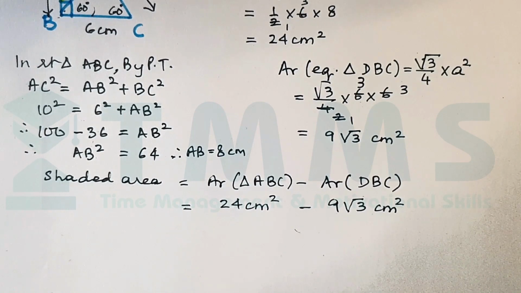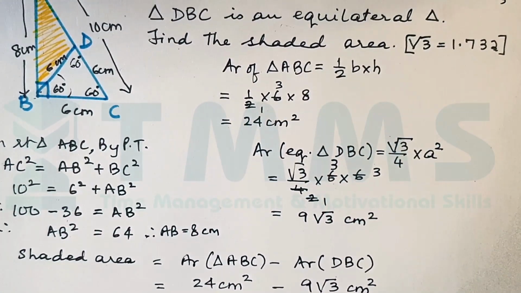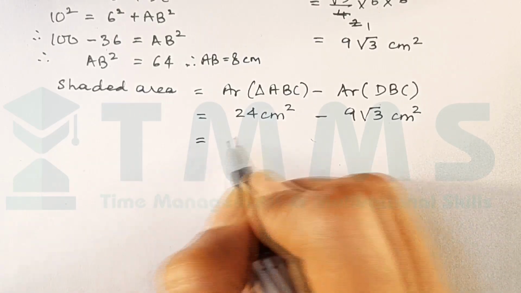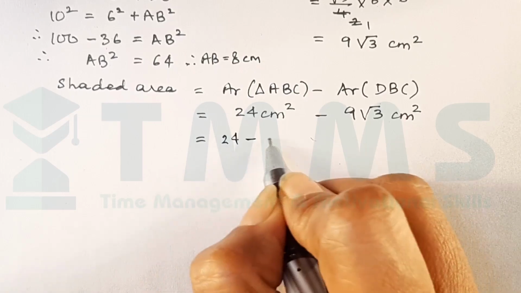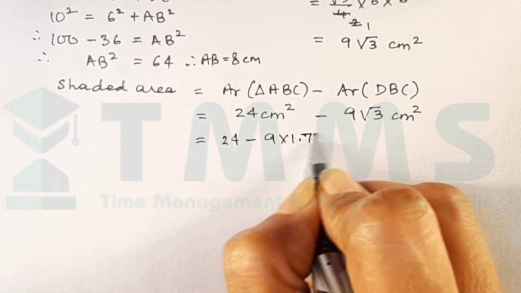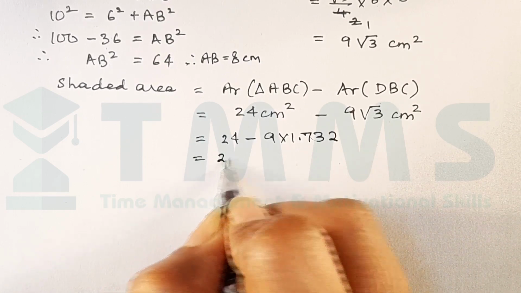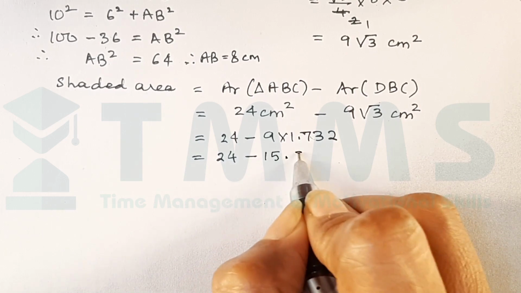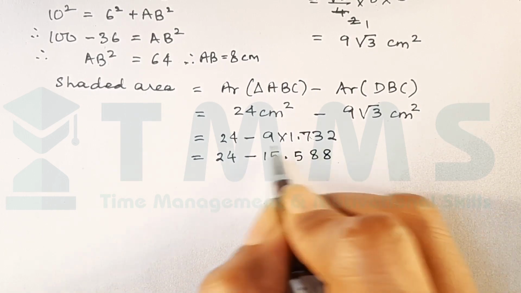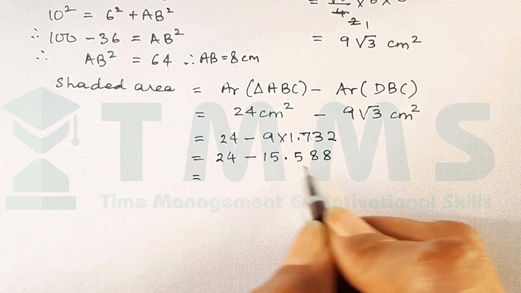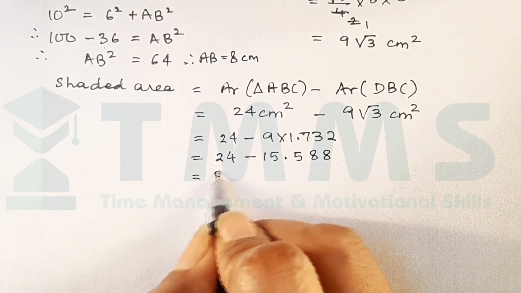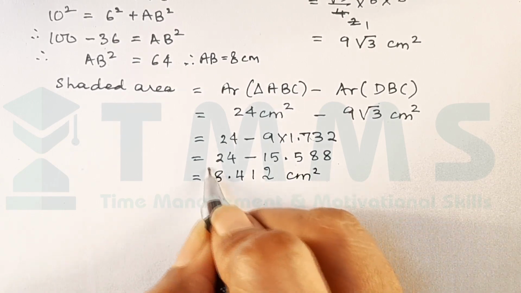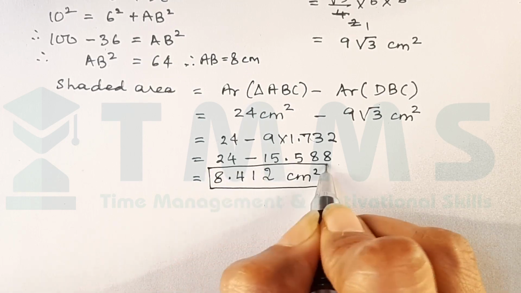Now can you see we have been given the value of root 3? Can you look there? Where is the value of root 3? Did you find that? And so we substitute 24 minus 9 into 1.732, which is going to give us 24 minus, when you multiply, you will get 15.588. No need to waste time on this. Now let us subtract and we will get 8.412 centimeter square. Everyone knows how to subtract, right?